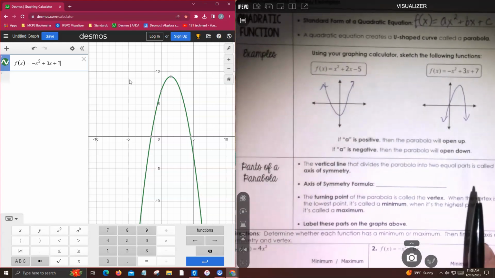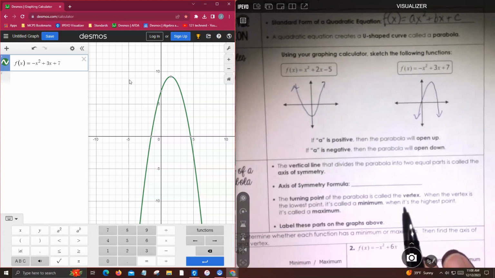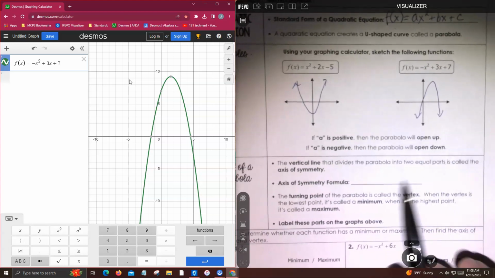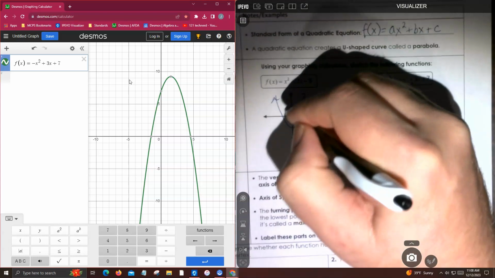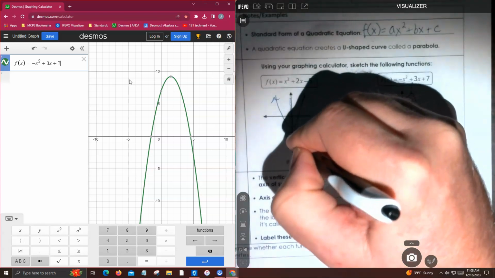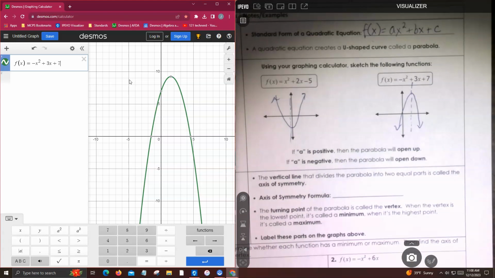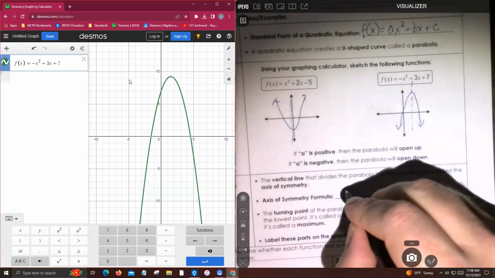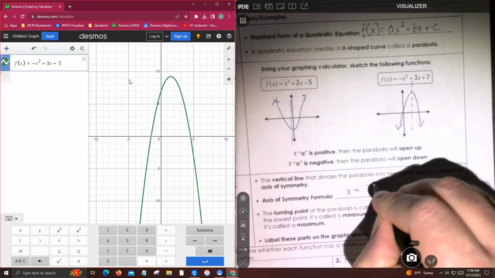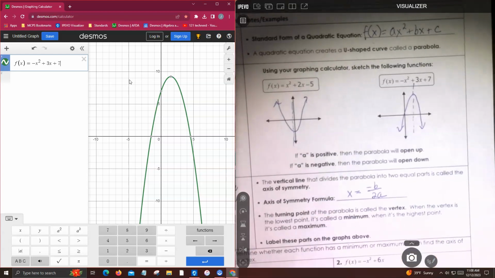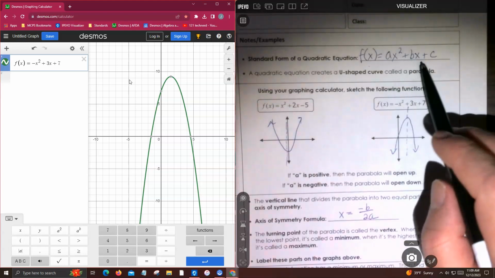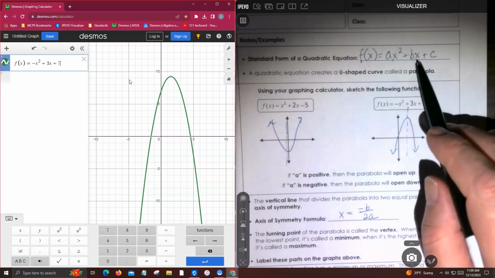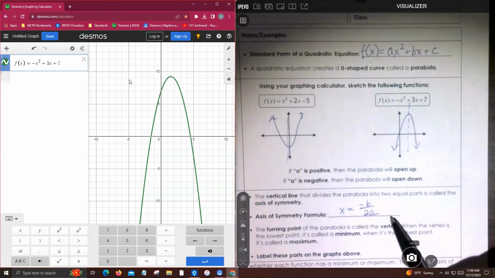All right, it says here a vertical line that divides the parabola into two equal parts is called the axis of symmetry. In this particular case, the axis of symmetry is running like that, and this one is running like that. So it basically cuts the graph in half. The formula for that is x equals minus b over 2a. The a and the b come from this formula, so we would use the a and the b from this and then compute it here.